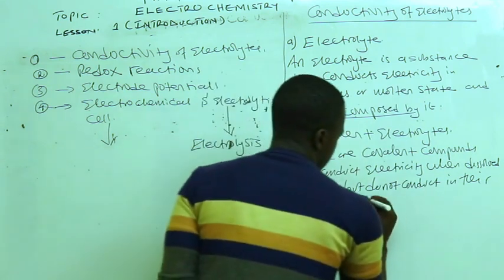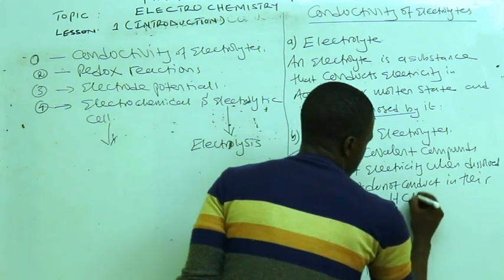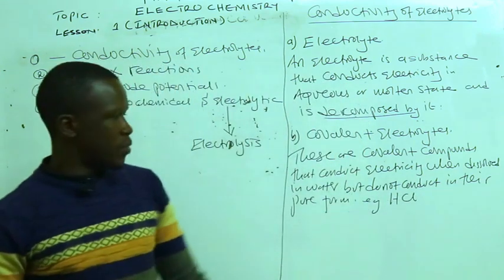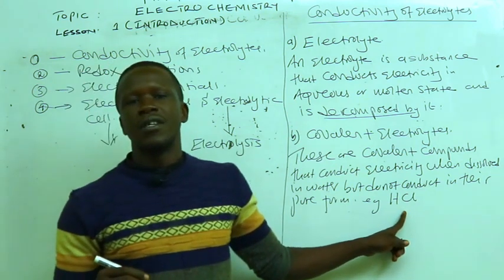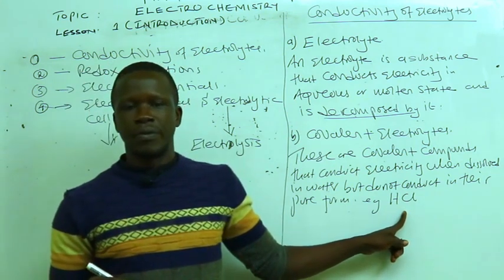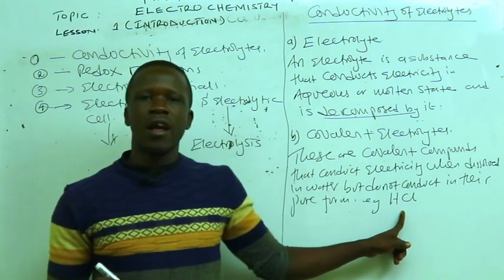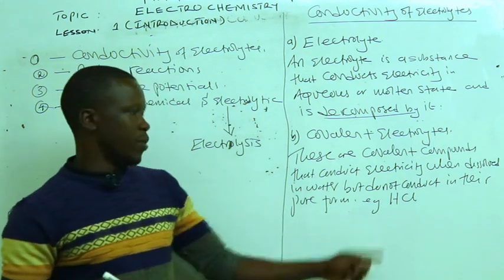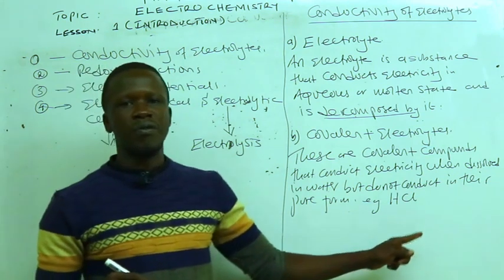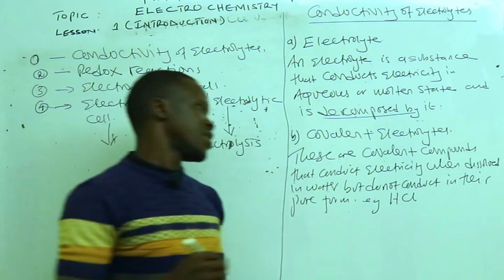For example, things like hydrochloric acid. This substance, in the pure form HCl, is a non-conductor. But when dissolved in water, it will conduct electricity because it will undergo the process of ionization and dissociation.